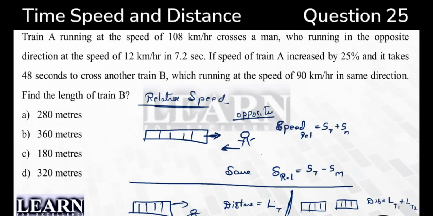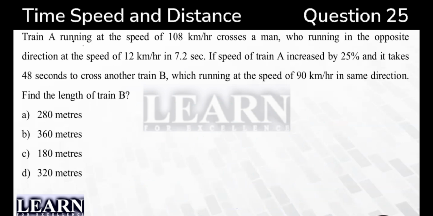Now let's move on with the first part here. The train A running at a speed of 108 kilometer per hour crosses a man who is running in the opposite direction. This is the first case, the train crossing a man who is running in opposite direction. What are the speeds? This is 108 kilometer per hour, and this is 12 kilometer per hour.